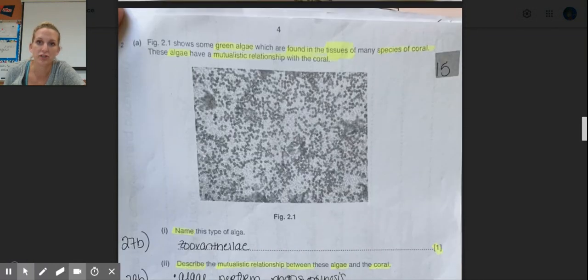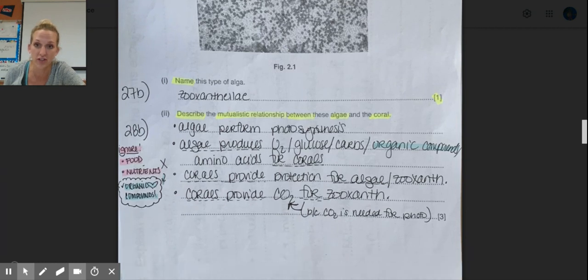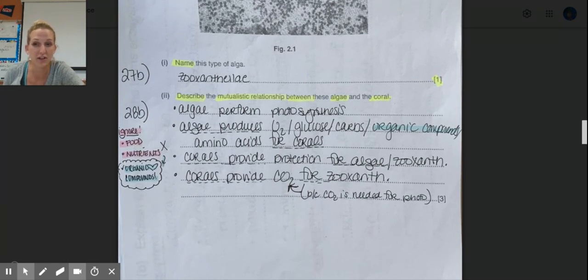Okay. You see green algae. It's found in the tissues of coral species. They have a mutualistic relationship. What is their name? Zooxanthellae. Know how to spell that. You need to know how to spell it for sure. Spelling does matter with that. I mean, if you flip the E and the A at the end, or only do one L, whatever, but you do need to know that organism. And that is the algae that lives inside the tissues of your coral species.